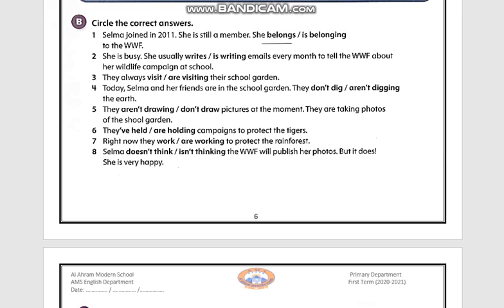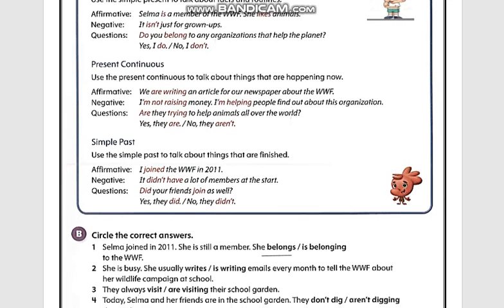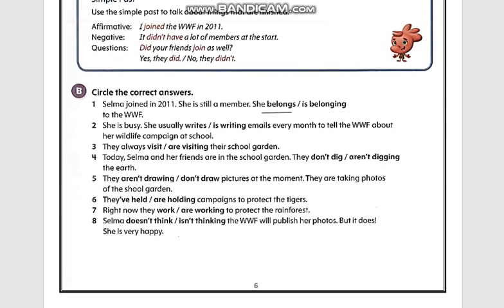Number 2. She is busy. She usually writes or is writing emails every month to tell the WWF about her wildlife campaigns at school. Usually is one of the keywords for the present simple tense. So she usually writes. That's correct.